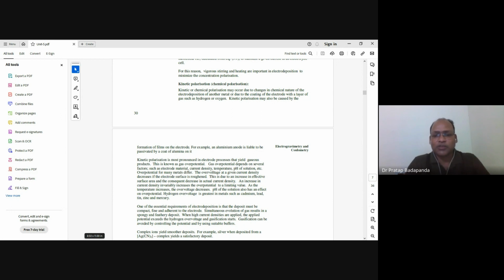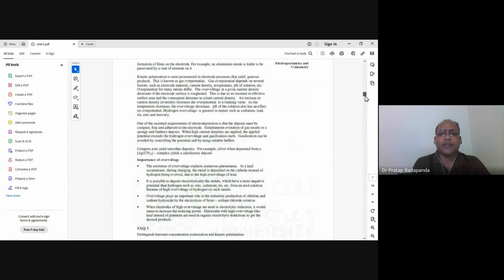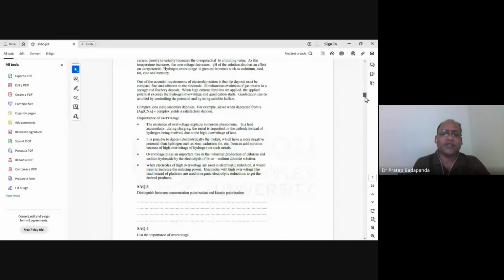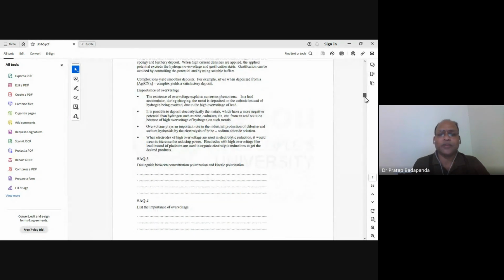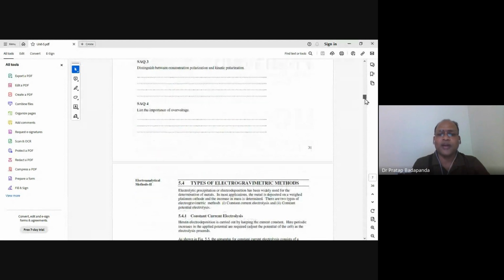That is the precipitation process. So that is the polarization of precipitation that is mentioned over there. Okay, next thing is the importance of overvoltage. Importance of overvoltage, that is the standard operation process. You have to understand that.